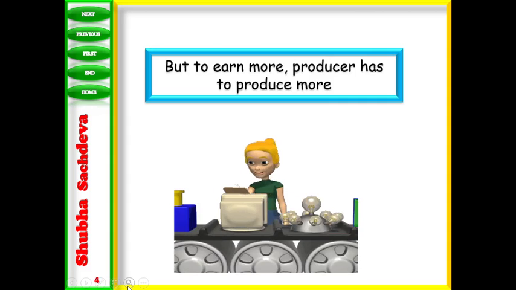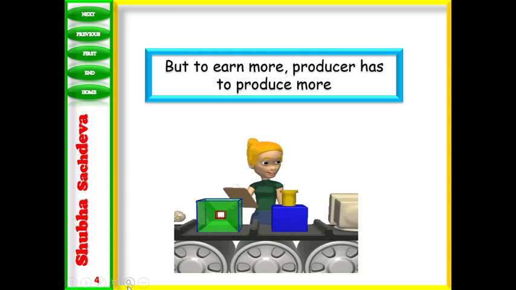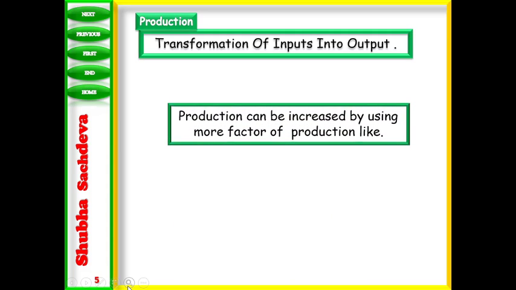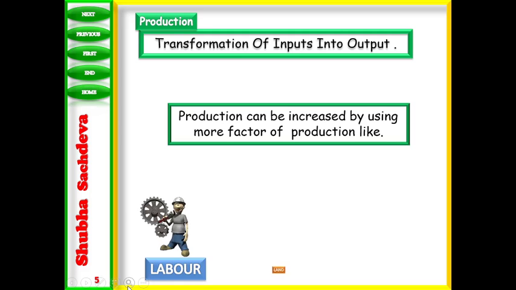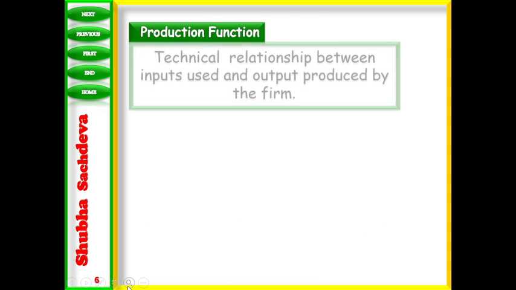But how will they increase their profit? To increase their profit, first they have to increase their production. They have to produce more. Now, what is production? When we transform the raw material into the finished products, this process is known as the production process, right? The transformation of inputs into outputs is known as production. And it can be increased by using the factors of production like labor, land, capital, and entrepreneur, right? These are the factors of production which help us to produce more.